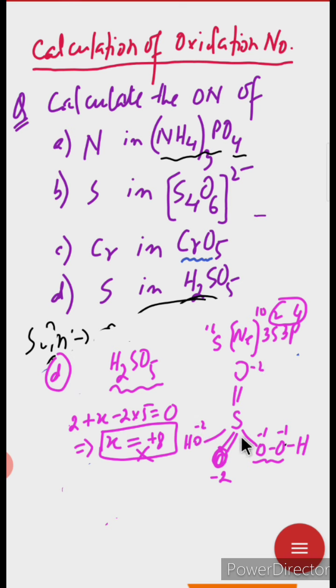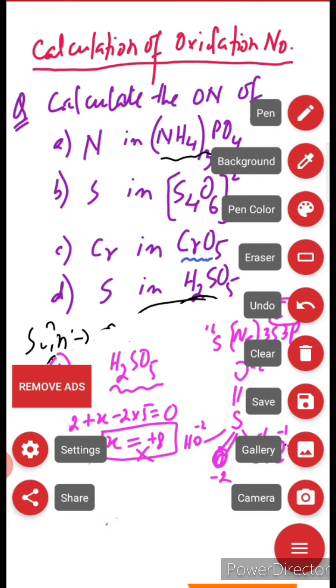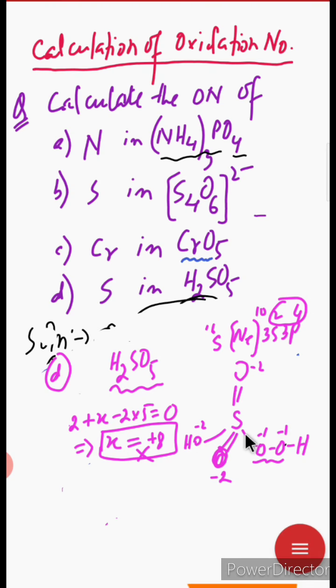And in the structure it is also clear how many valence electrons there are. Sulfur has 1 electron here, 2, 3, 4, 5, 6. 6 electrons are pulled away by oxygen atoms because oxygen is more electronegative than sulfur. So this sulfur will have an oxidation state of +6, not +8.